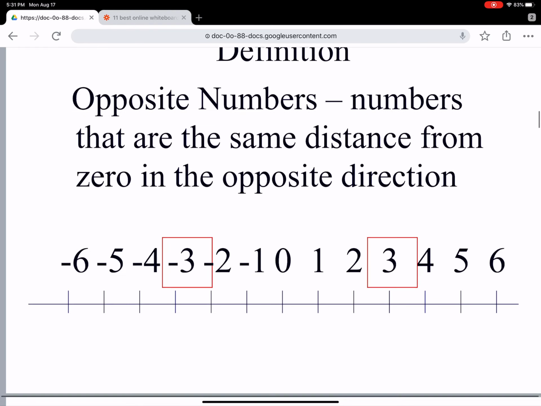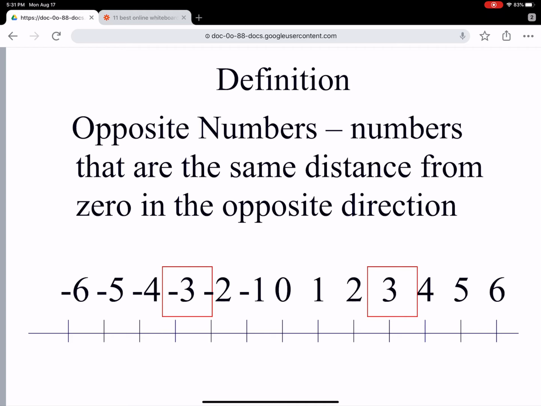Opposite numbers. So opposite numbers are numbers that have the same distance from 0. Okay? They're the same distance away from 0. They're on opposite sides of 0 on the number line. So here I've got -3, which is a distance of 3 away from 0 to the left. And then I have +3, which is also 3 away from 0, but this time on the right. Okay, notice 3 away from the left, we're at -3, and the opposite of -3 is +3. The opposite of -4, which is 4 away from 0, is +4, which is also 4 away from 0.